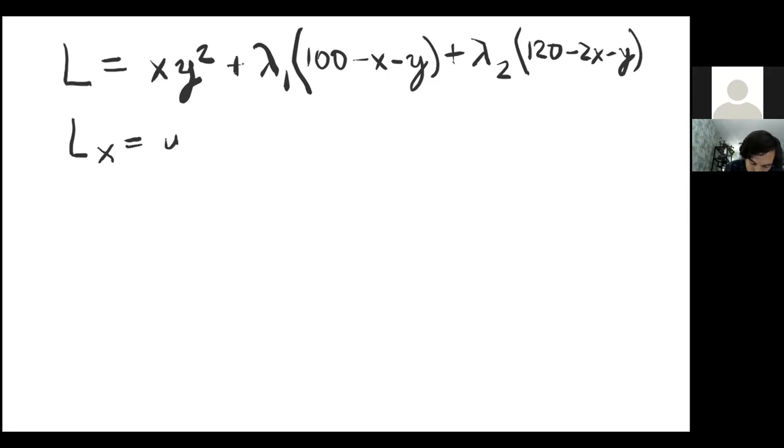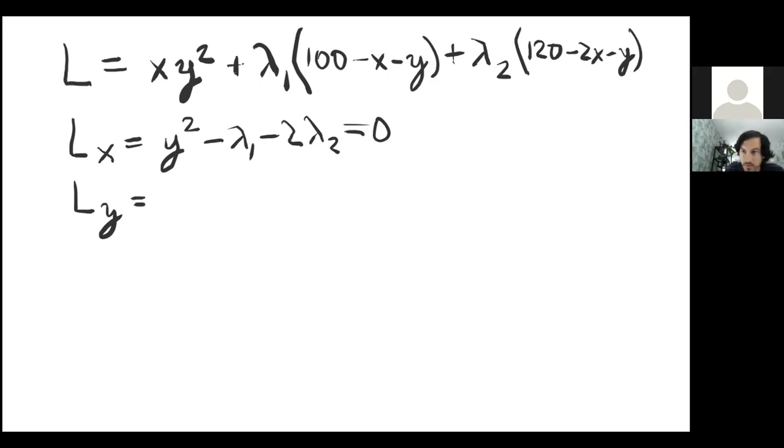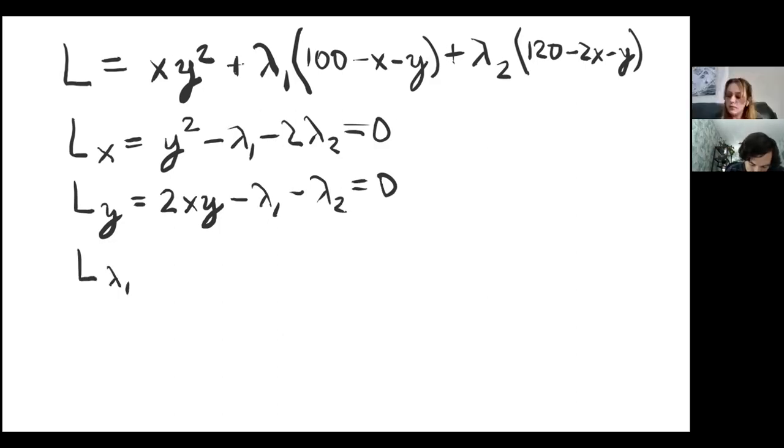For Lx, we get y squared minus lambda 1 minus 2 lambda 2 equals 0. From Ly, what do we get? The partial derivative with respect to y of x y squared is 2xy, minus lambda 1 again, minus lambda 2 equals 0. Now we have the two constraints.